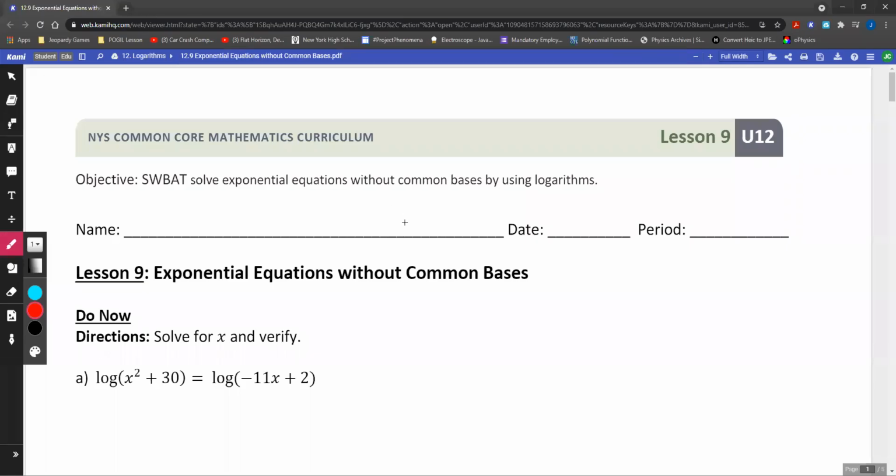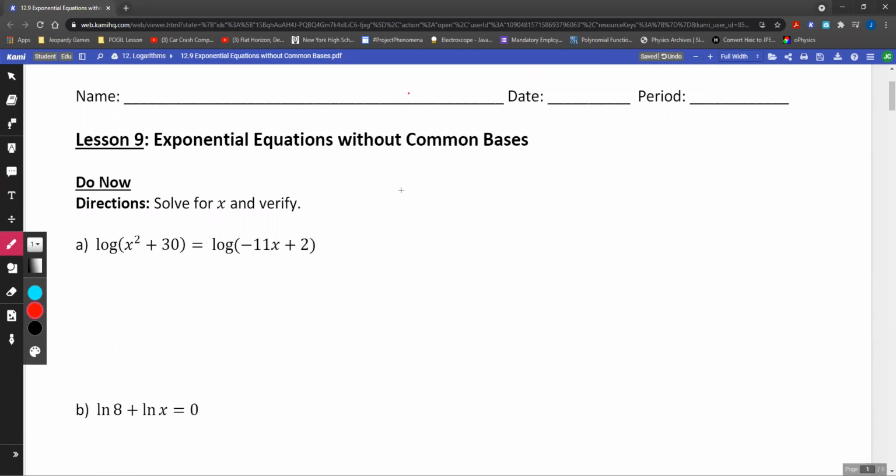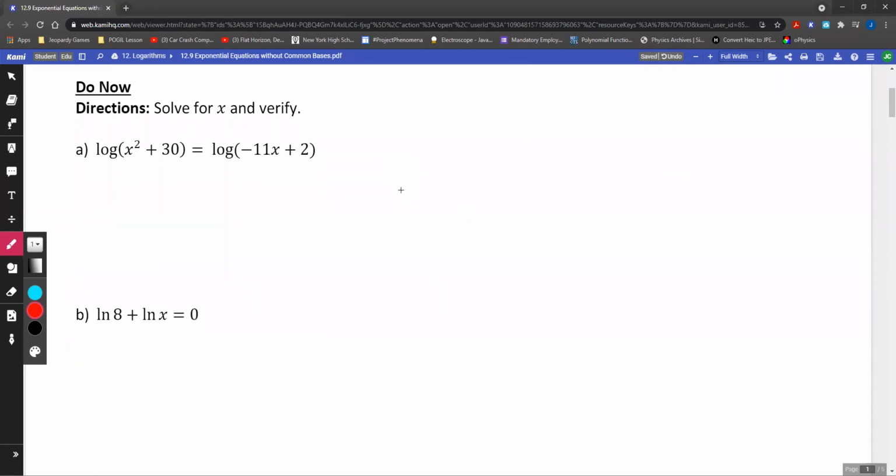Hey everyone, so we're going to continue our discussion where we talk about how to solve exponentials, this time where we won't have common bases. So we talked about how to do exponentials with common bases, now we're going to look at it without. Before we continue, we'll work on some of these questions.